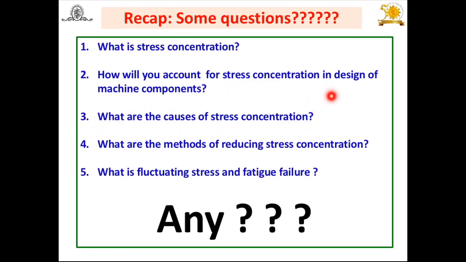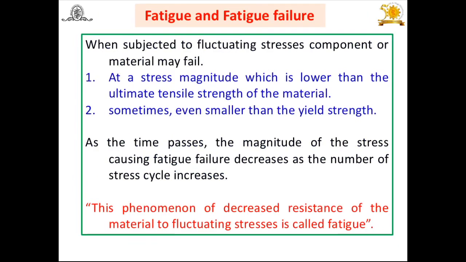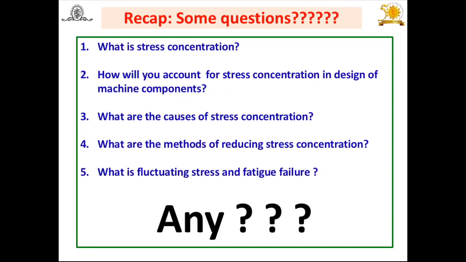What are the causes of stress concentration? I have already told: material properties, non-homogeneous material, then load, then abrupt change. All these are the reasons. Then what are the methods of reducing stress concentration? By multiple notches, second by drilling holes, and third by removing the material. Now what is fluctuating stress? When components are subjected to varying load, stresses induced in it are called fluctuating. And what is fatigue failure? A component may fail before SUT or sometimes before SYT also. And what do you mean by fatigue? The phenomenon of decreased resistance of the material or a component to fluctuating stress is known as fatigue.